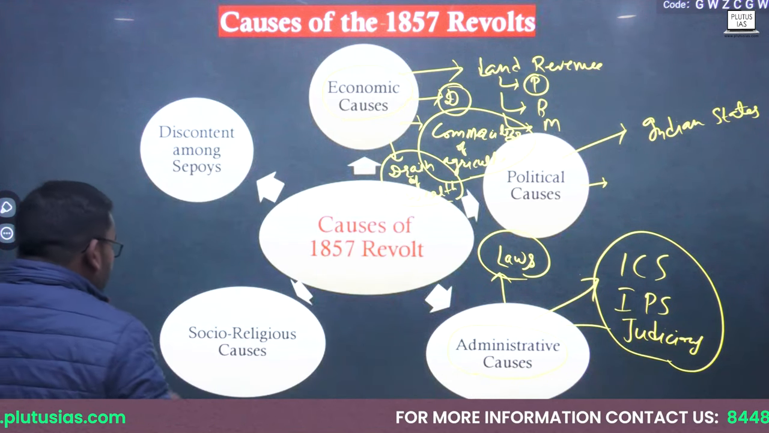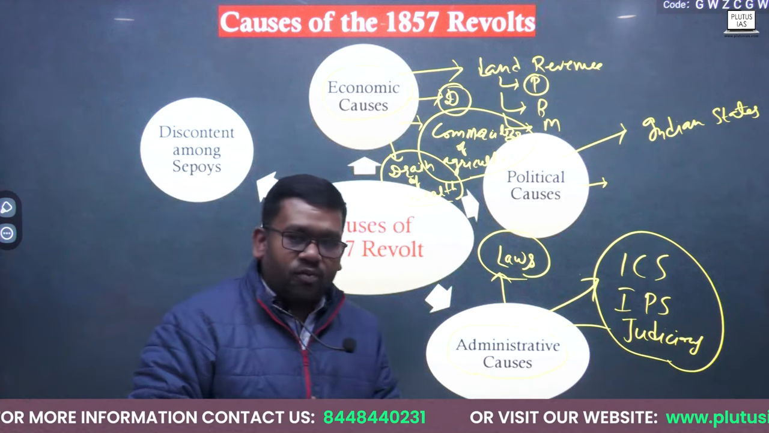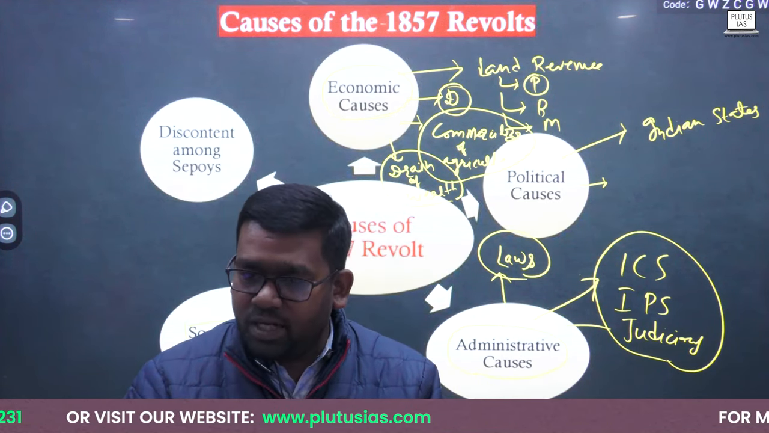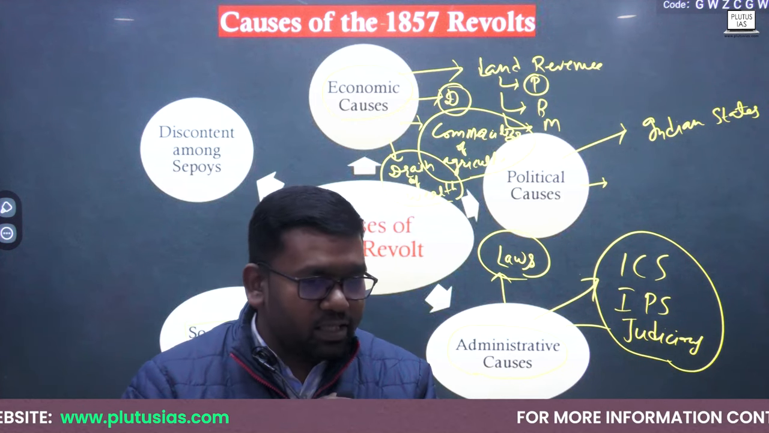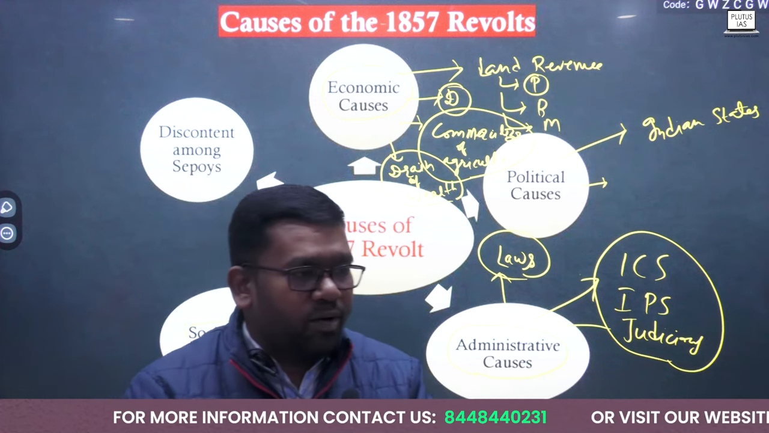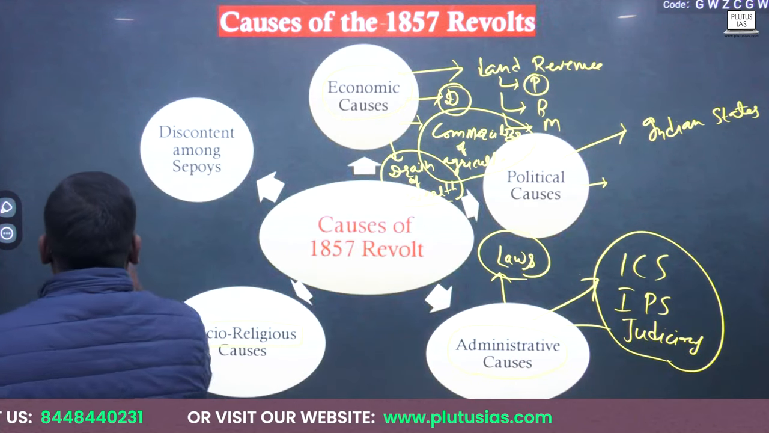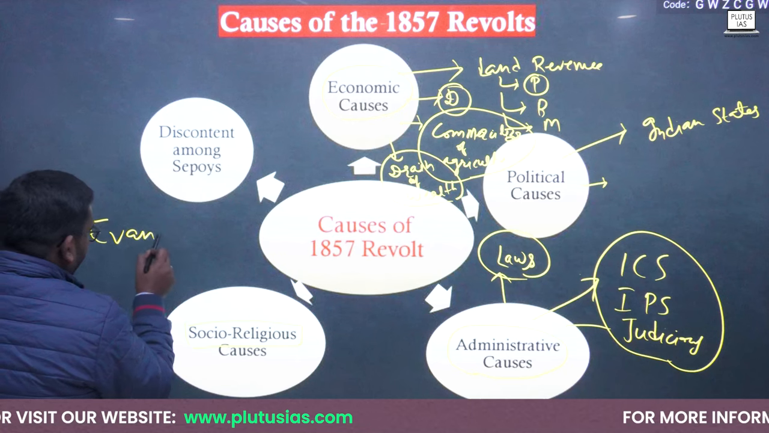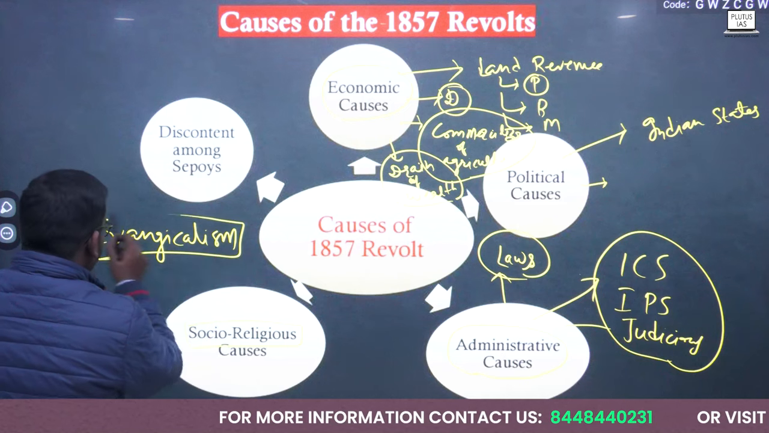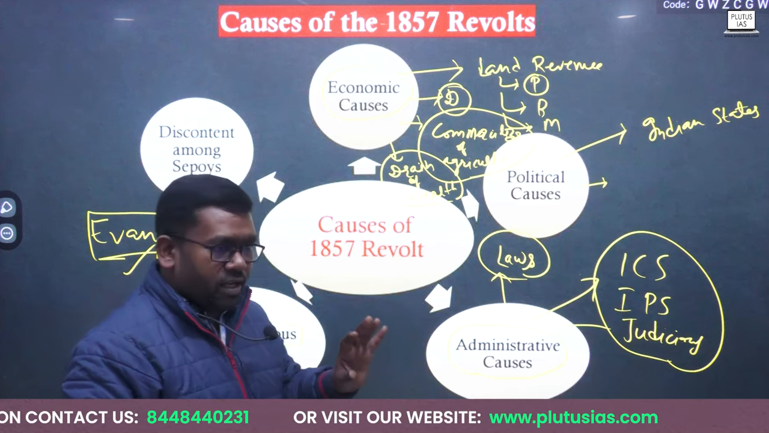Later on, there were socio-religious causes. How? After the Charter Act of 1813, Christian missionaries were allowed into India, to spread the British religion in India. This came under the idea of evangelicalism. Evangelicalism clearly means that this was a philosophy of the British, that they brought Christians into India to preach Christianity.